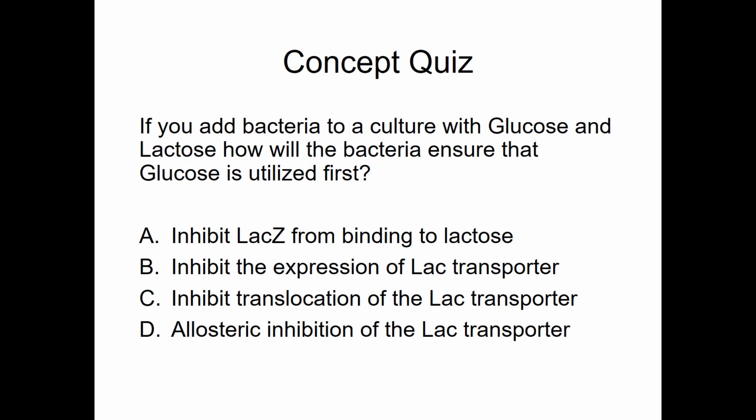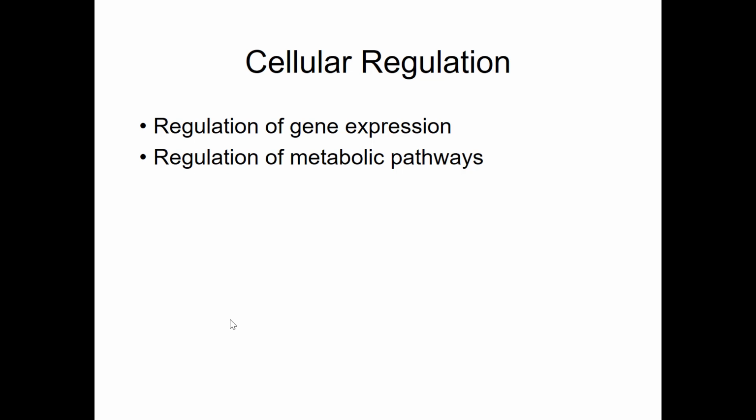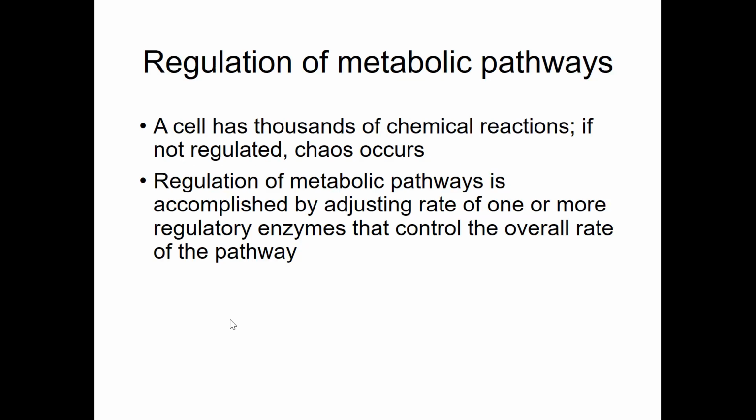For those of you who don't know what the term allosteric means, we're about to get into that right now as we talk about the regulation of metabolic pathways. So if we think about a cell has thousands of chemical reactions, and if they're not regulated, chaos can occur. The regulation of metabolic pathways is accomplished by adjusting the rate of one or more regulatory enzymes that control the overall rate of one pathway.